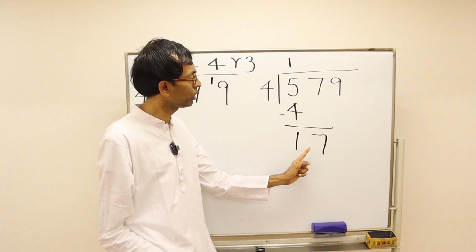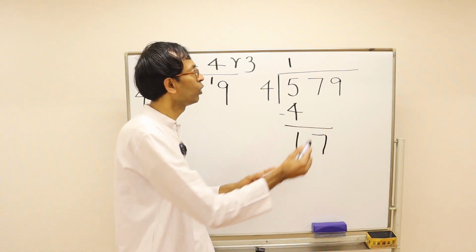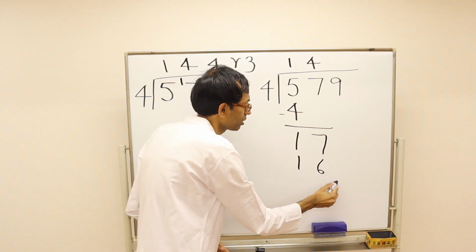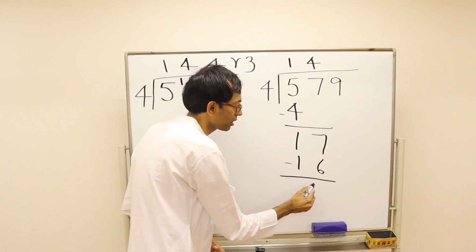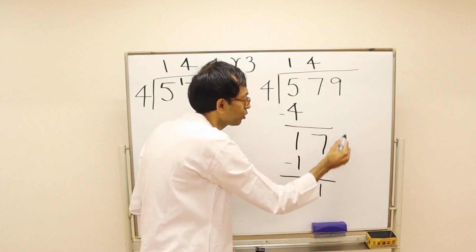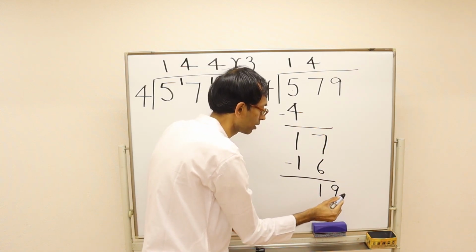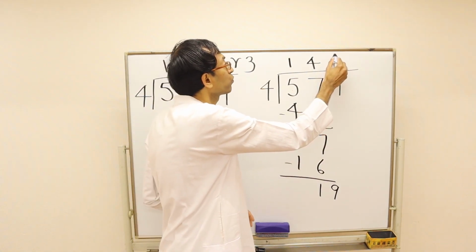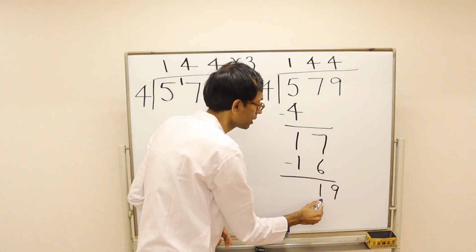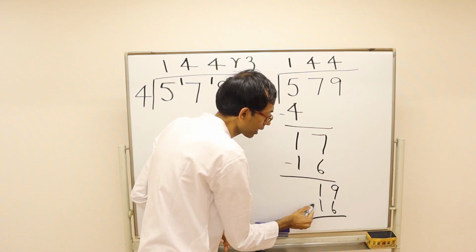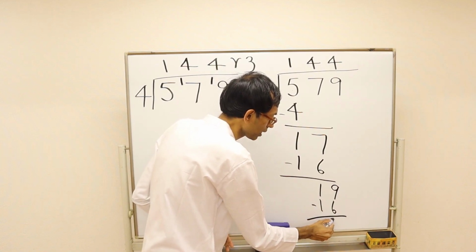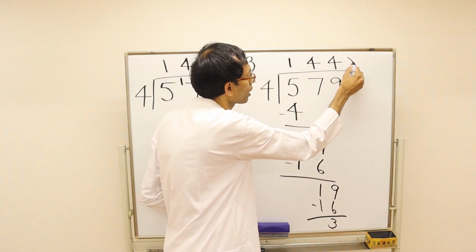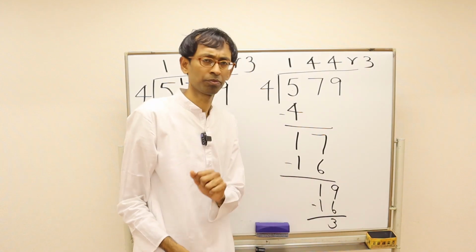And then you divide 17 with 4. So 4 4s are 16. So 17 minus 16 is a 1. Then you bring your 9 here. And then 19 divided by 4 means 4 4s are 16. And then you subtract 16 from 19. So it's a 3. So the answer is 144, remainder 3.